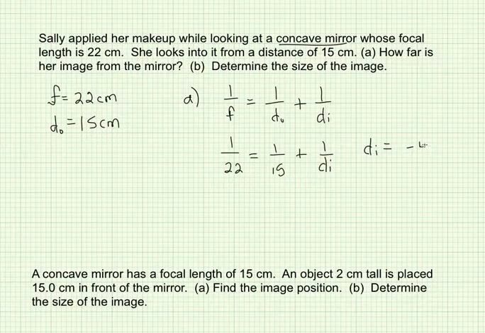Now this is where the signs become very important. If you ever have a negative image distance, that means it's a virtual image. And a virtual image is going to be one that you see inside the mirror. So when you're in front of that focal point, you see the focal point is 22 centimeters, but the object is 15, so you're now going to see that image inside the mirror.